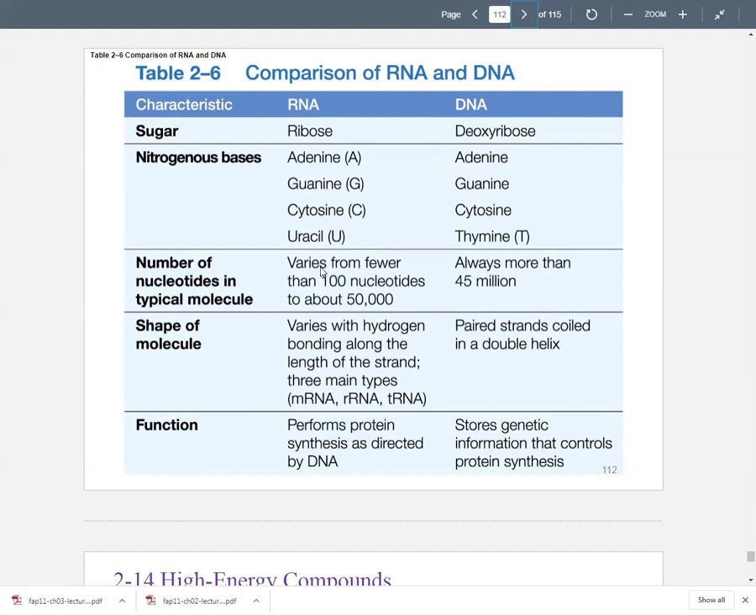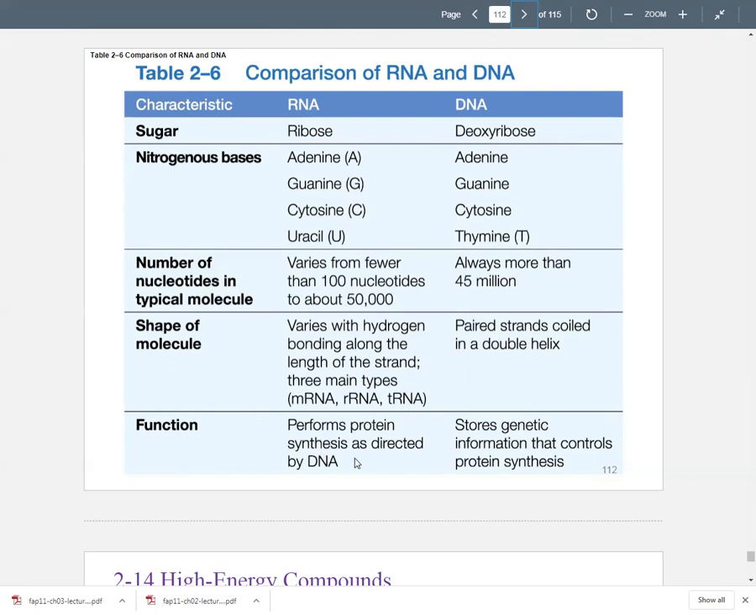All right, number of nucleotides in a typical RNA molecule varies from under 100 to 50,000. Number of nucleotides in DNA is 45 million or more. Shape of the RNA molecule varies with hydrogen bonding along the length of the strand, right? Whereas DNA is always in a double helix.